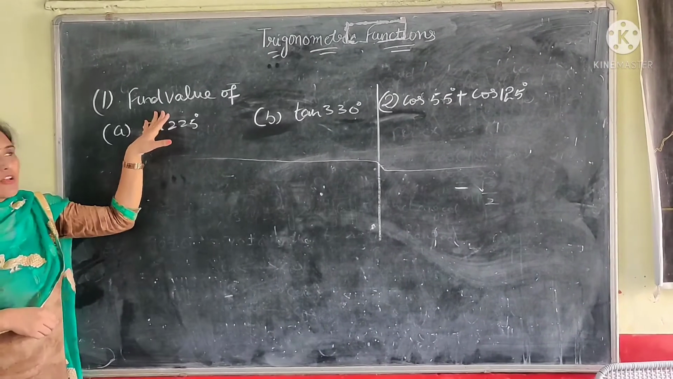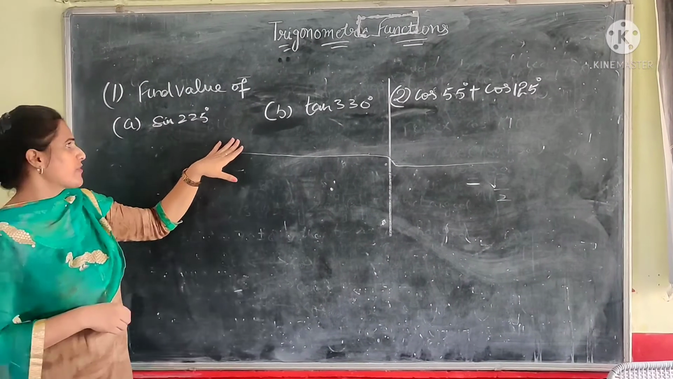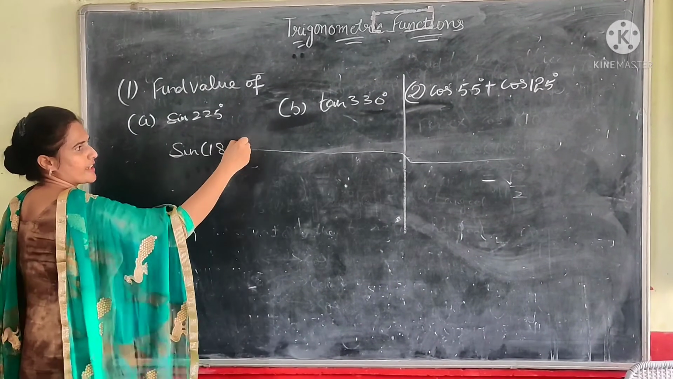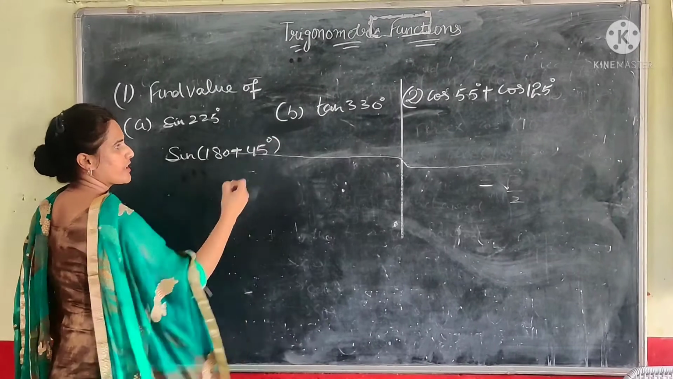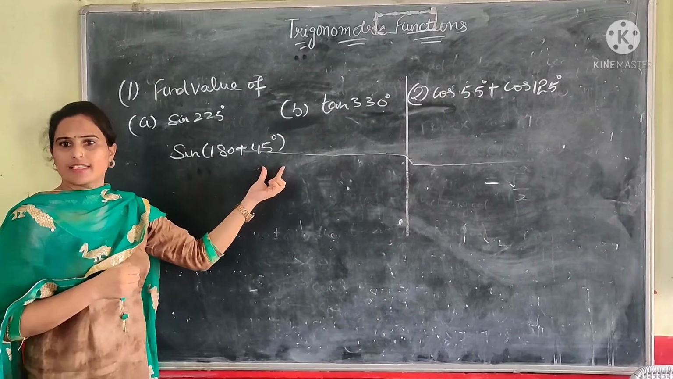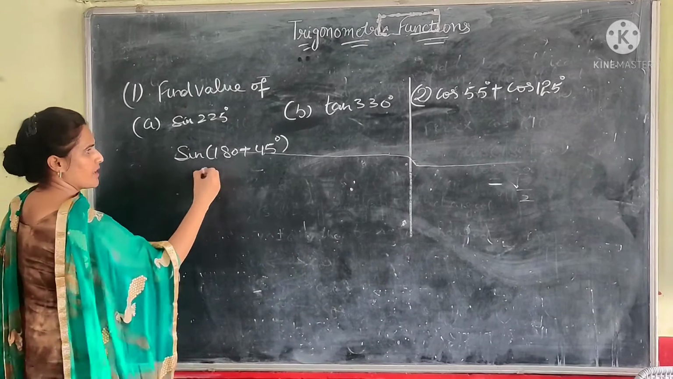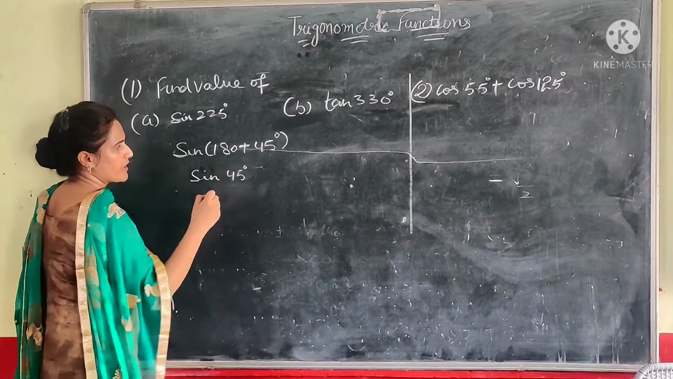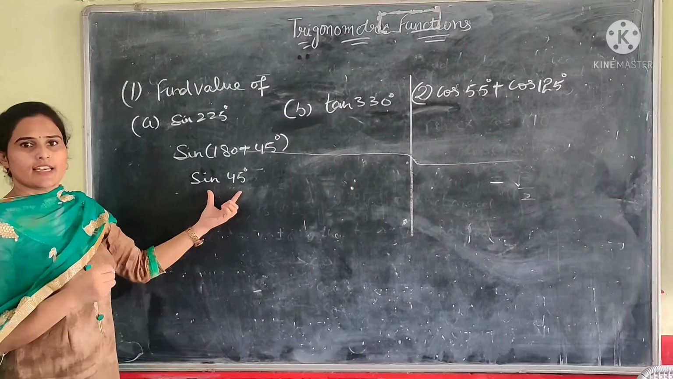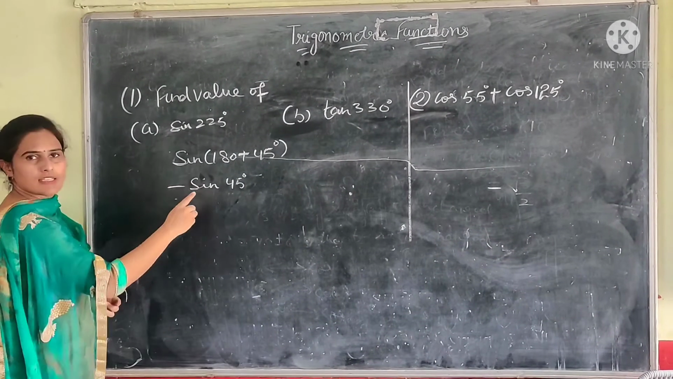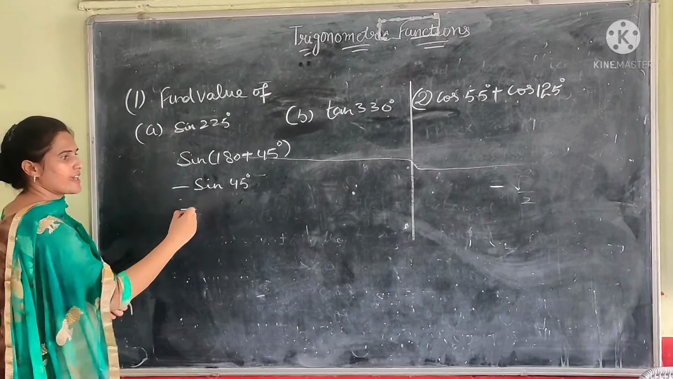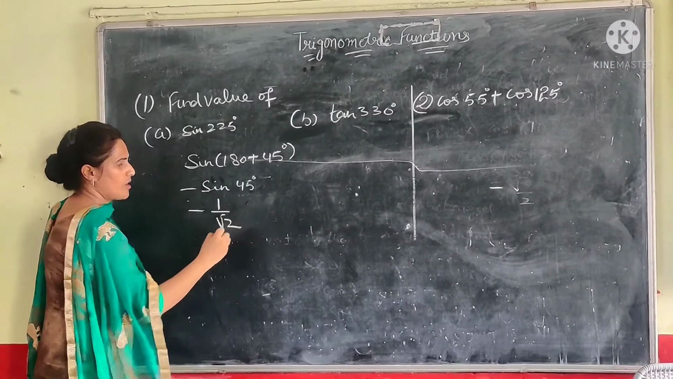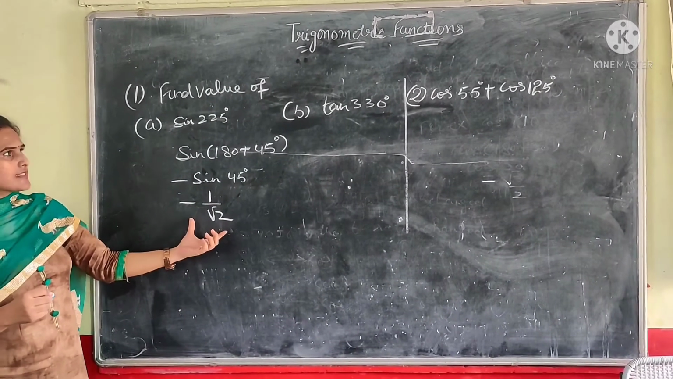So first example, find value of sine of 225, sine of 180 plus 45 degree. Now 180 plus 45 lies in third quadrant. Sine of 45 degree. Now in third quadrant sine is negative, minus of sine 45 degree, and sine 45 degree is equal to 1 by under root 2. So minus 1 by under root 2 is answer.